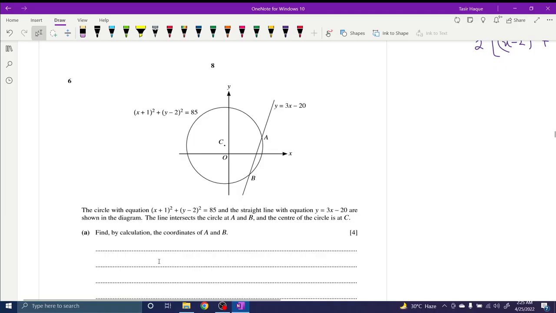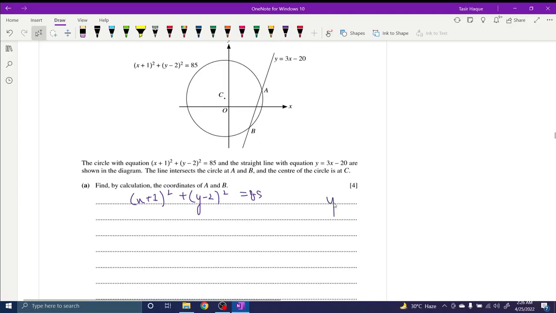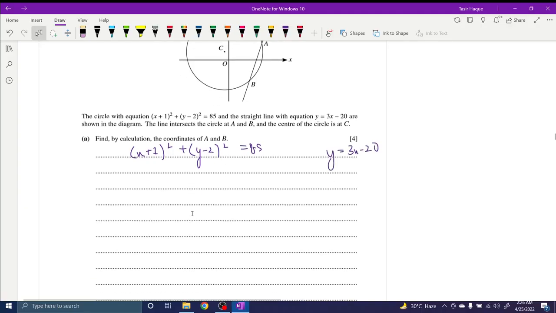So we need to calculate the coordinates of a and b. They intersect at points a and b. So this is the graph x plus 1 whole square plus y minus 2 whole square is equal to 85. And the equation is y is equal to 3x minus 20. Our goal is to substitute this inside. Let's do that. x plus 1 whole square plus 3x minus 20 minus 2 whole square is equal to 85. So x square plus 2x plus 1 plus 3x minus 22 whole square is equal to 85.